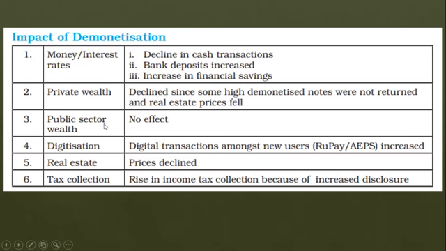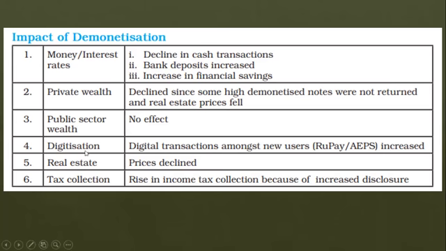Next, public sector wealth. The government wealth, did it affect government wealth? Nothing was the effect. Only the effect of demonetization was on the private people. If you all have observed clearly, no public sector company or public sector wealth had any effect after the implementation of demonetization in India.